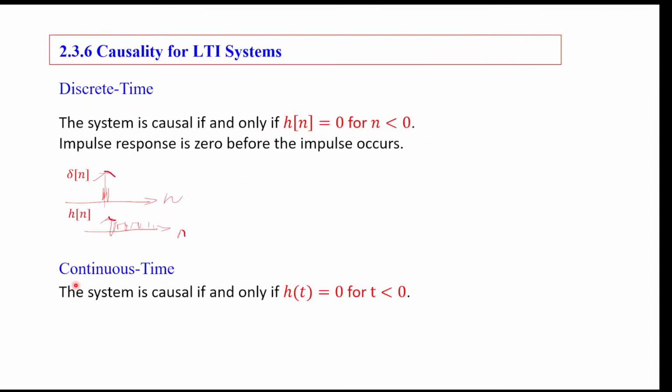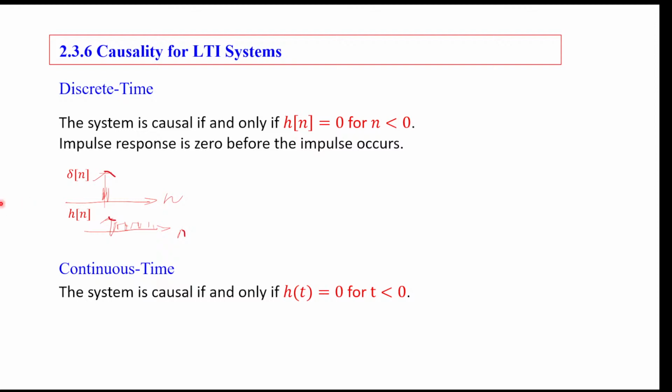That's causality. Causality is a weaker condition than memoryless, and it says that the system is causal if and only if h of n equals 0 for n less than 0. The other way to say this is that the impulse response is 0 before the impulse occurs. I think the derivation is very similar to the memory one.